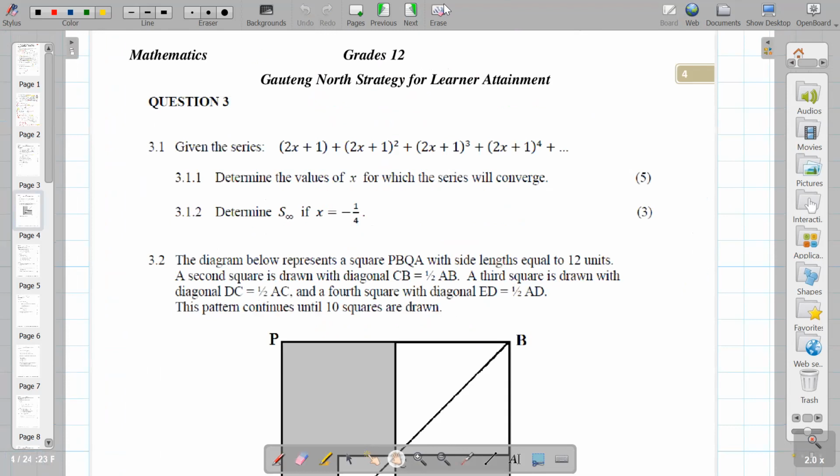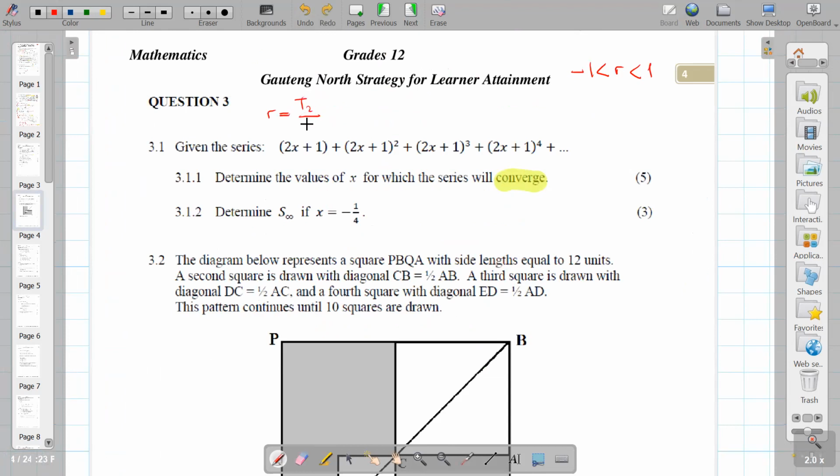This question here: determine the values of x for which the series converges. When they ask you about convergence, that's a keyword, and it definitely requires the condition that the common ratio should be between -1 and 1. But then we must figure out what the common ratio is. So it is T2 over T1.